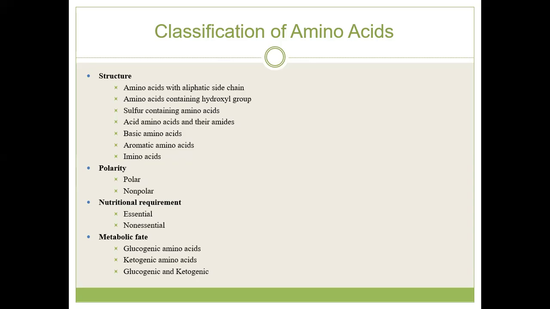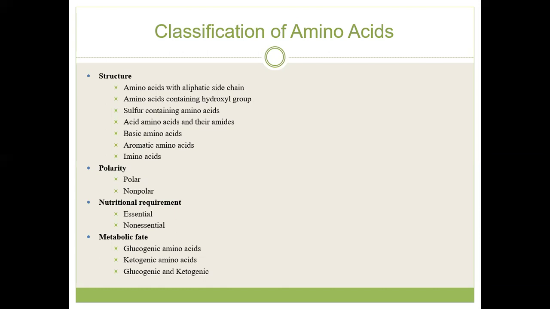Then there is also another classification based on polarity. This classification identifies amino acids that are polar or partially polar. And of course, we will see that among these amino acids, there are those containing charges and those that do not contain charges. Although basically all of them have charges, we will see how they differ from one another on the basis of the nature of their side chain.